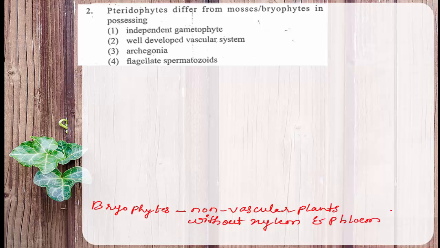Then what about the remaining characters? They contain independent gametophyte, which is very much a character of bryophytes. Archegonia is the female reproductive part or the female sex organ, and in the previous question I explained that the male gametes are flagellated and are called spermatozoids. So which character is unique for the pteridophytes and not found in the bryophytes? One more term mentioned here is mosses. Mosses are nothing but higher bryophytes.